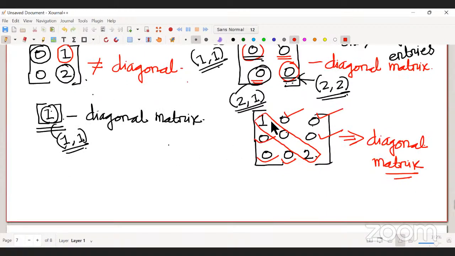So the thing is, what about all the non-diagonal entries of the matrix, whether they are 0 or not? For this matrix, let's say A, whether all the non-diagonal entries are 0 or not? Since all of them are 0, that's why this is a diagonal matrix. Please mute yourself whenever you are not talking.